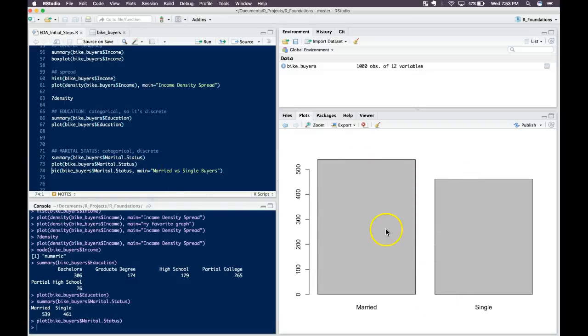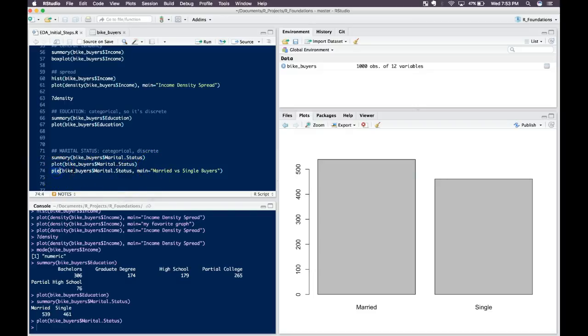Pretty self-explanatory. We can see there's over 500 right here, and just in between 400 and 500. So you may not get exact values here, but you get the meaning. Graphs convey meaning, and that's what's really important and helpful with graphs. They convey the meaning of the data.